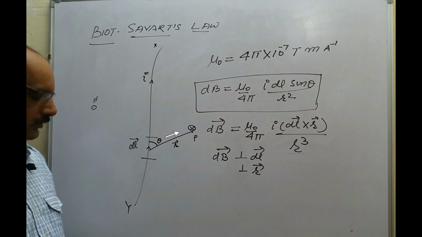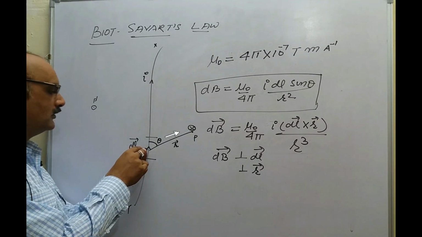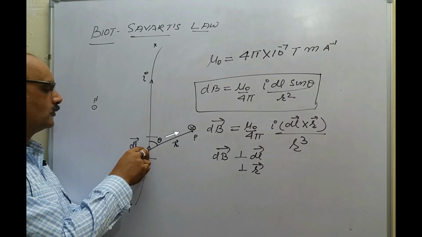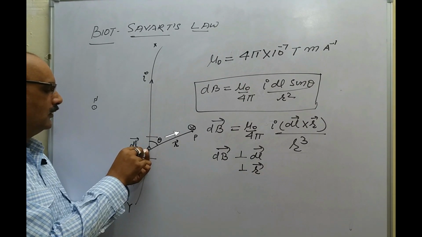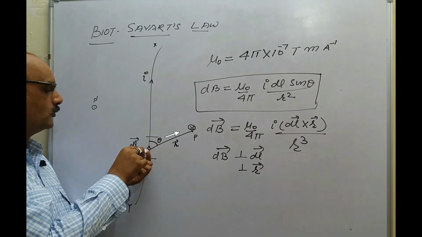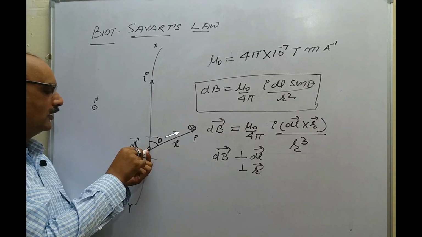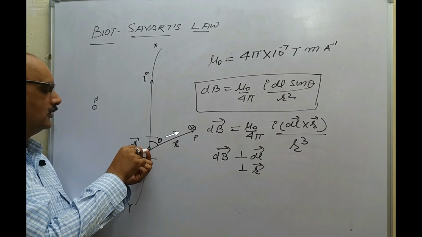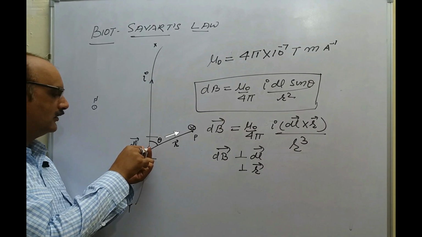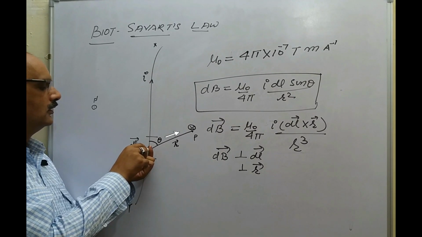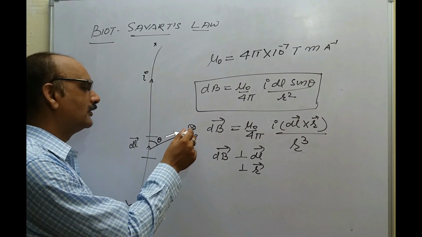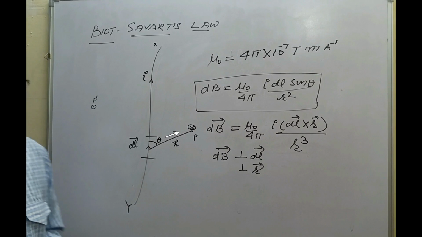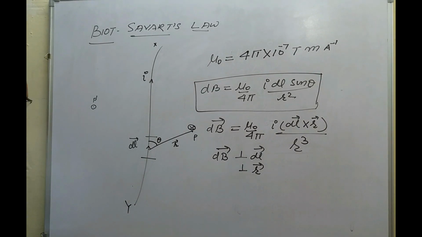The third one is the screw rule. Place a screw here and move the screw from dl to r. What you will get? The screw will move inside the board. That is, the direction of the magnetic field at the point P will be inward. You can use any method to find the direction.